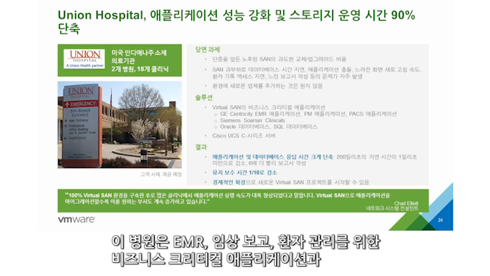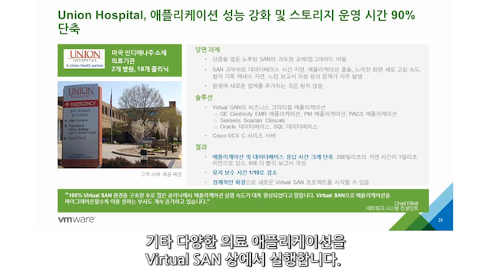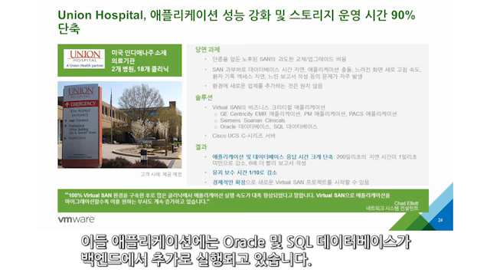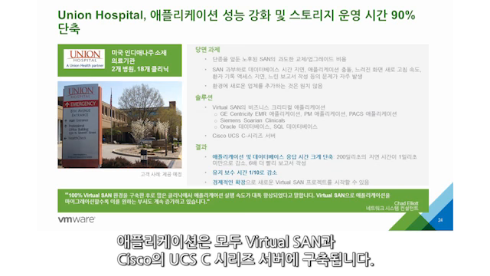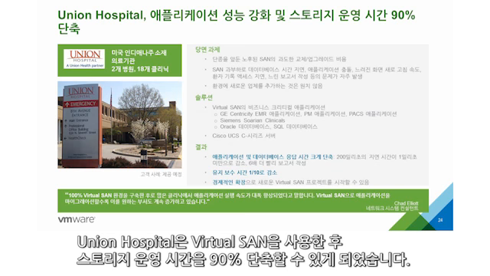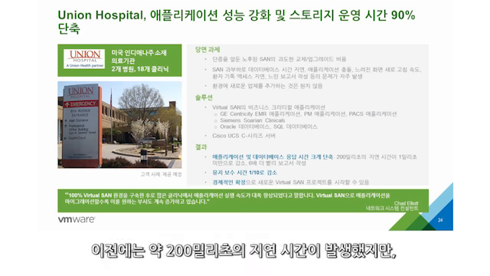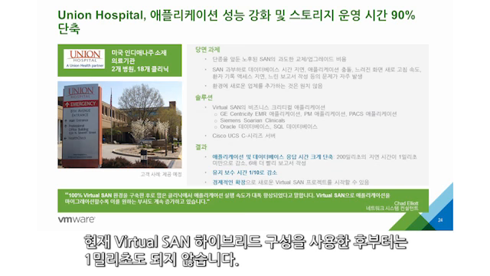They are running business-critical applications for EMR, clinic reporting, patient management, and other kinds of healthcare apps on vSAN. These applications additionally have Oracle and SQL databases running in the back end. All of this is deployed on vSAN, Cisco UCS C-Series servers. And Union Hospital found that they could reduce their storage operations time by as much as 90% after using vSAN. Earlier, they had about 200 millisecond latencies. Now they found less than 1 millisecond latency after just using the vSAN hybrid configuration.